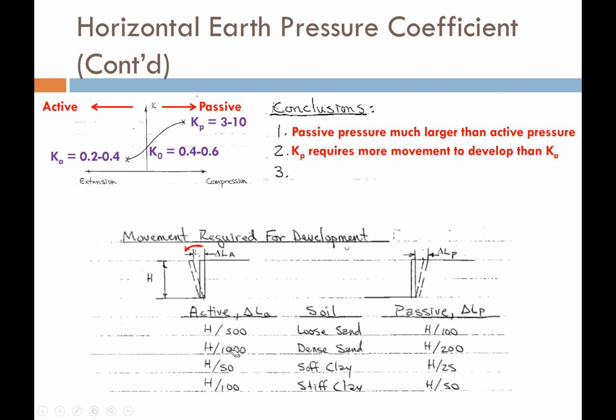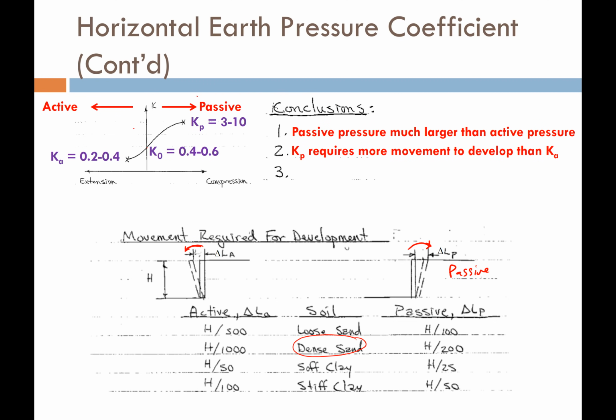If I have a loose sand, I just have to move that wall 1/500th of the height of the wall to develop the active condition. That is not very much. That's like 0.2% that I need to move the wall. But as opposed to the passive condition, for a loose sand, I need to move it 1/100th of the wall into the soil. This is the passive condition. So rotating that wall into the soil, it needs to be about 1% of the height of the wall. And it varies for the type of sand.